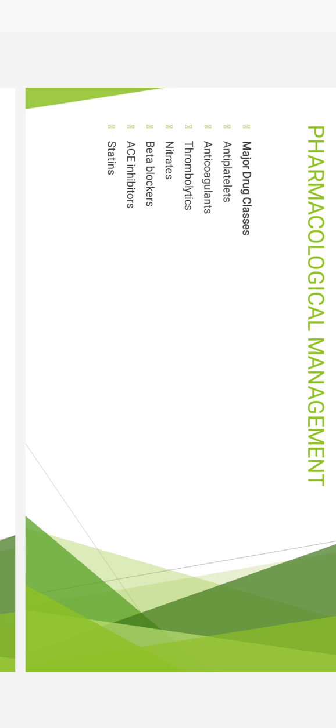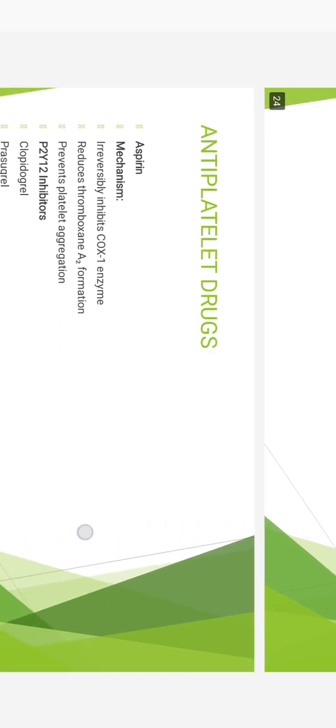Antiplatelet drugs prevent platelet aggregation and clot formation. Anticoagulants prevent extension of thrombus. Thrombolytic drugs help dissolve existing clots in selected patients. Nitrates reduce chest pain and improve blood flow. Beta blockers decrease myocardial oxygen demand by reducing heart rate. ACE inhibitors improve survival and prevent cardiac remodeling. Statins reduce cholesterol levels and stabilize plaques. Usually, a combination of these medications is required for optimal treatment.